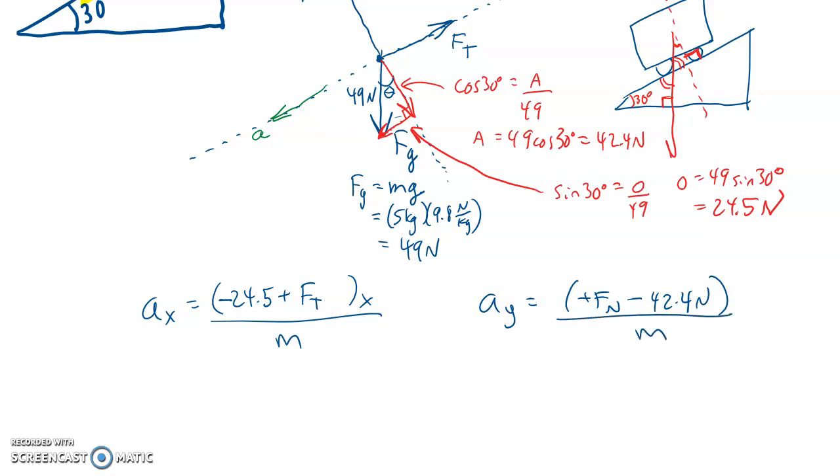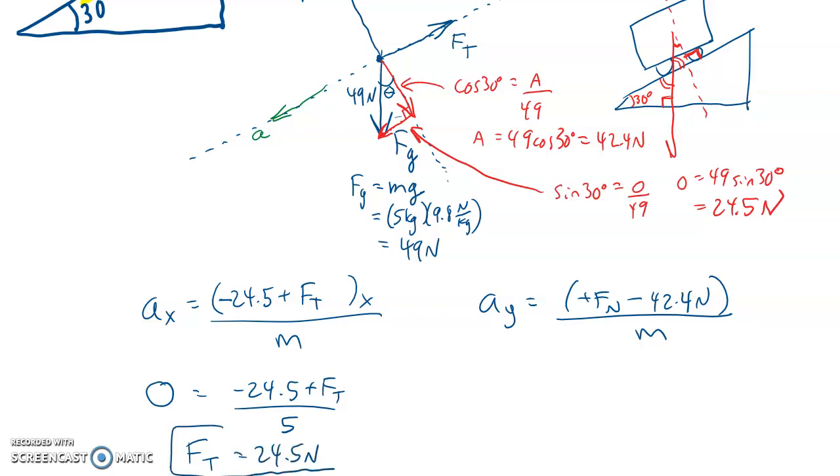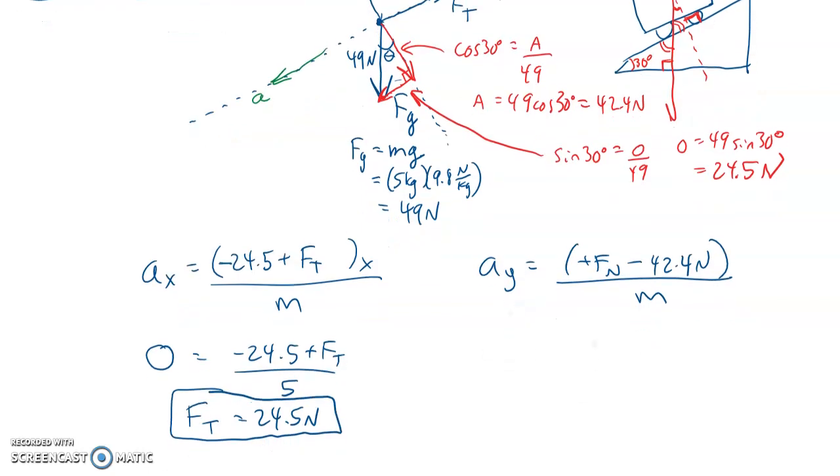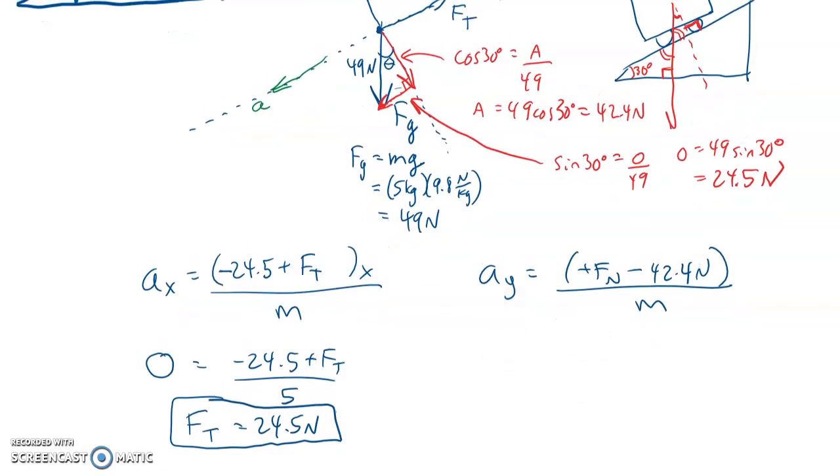Okay, so what can we figure out here? Well, we can answer the question about the tension force by recognizing that since the string is holding it in place, the acceleration is 0. So 0 equals negative 24.5 plus Ft divided by 5. You do the math on that, and you're going to find out that tension is equal to 24.5. So no surprise here, the tension force is just equal to the x component of gravity, which is trying to pull it down. Tension is balancing that out, so it stays at rest.